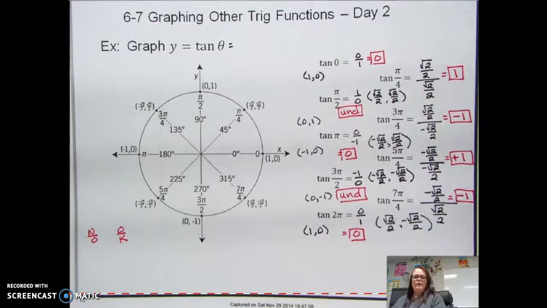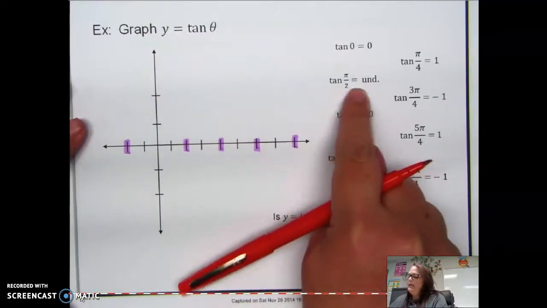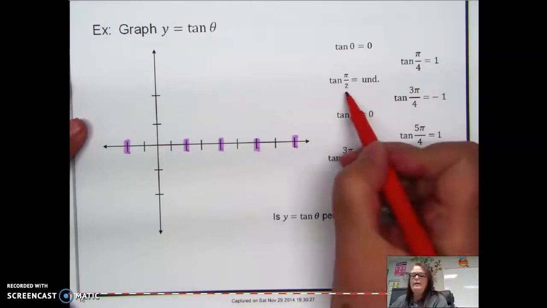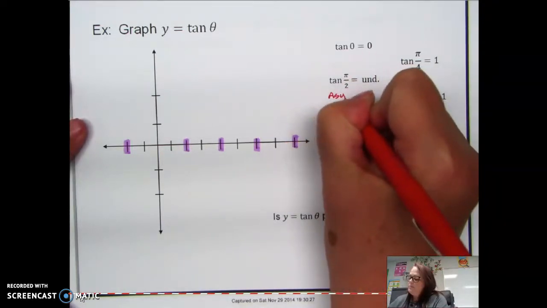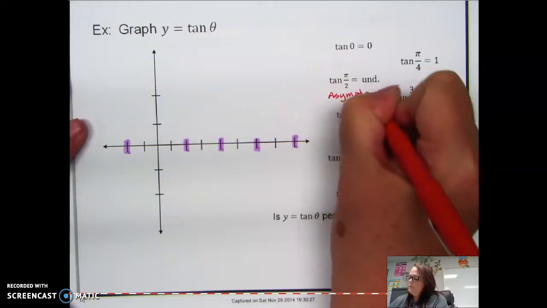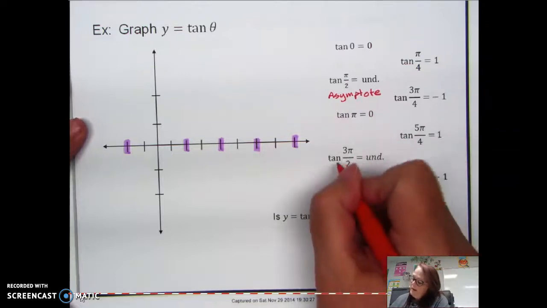All right, so now we understand where all those numbers came from. So on this slide, I already have that written out. And so what's going to happen is everywhere you see that it's undefined, that means that at pi over 2 I am not going to have a point. So that's going to be an asymptote. So I'm going to have an asymptote at pi over 2, and I'm going to have an asymptote at 3 pi over 2.